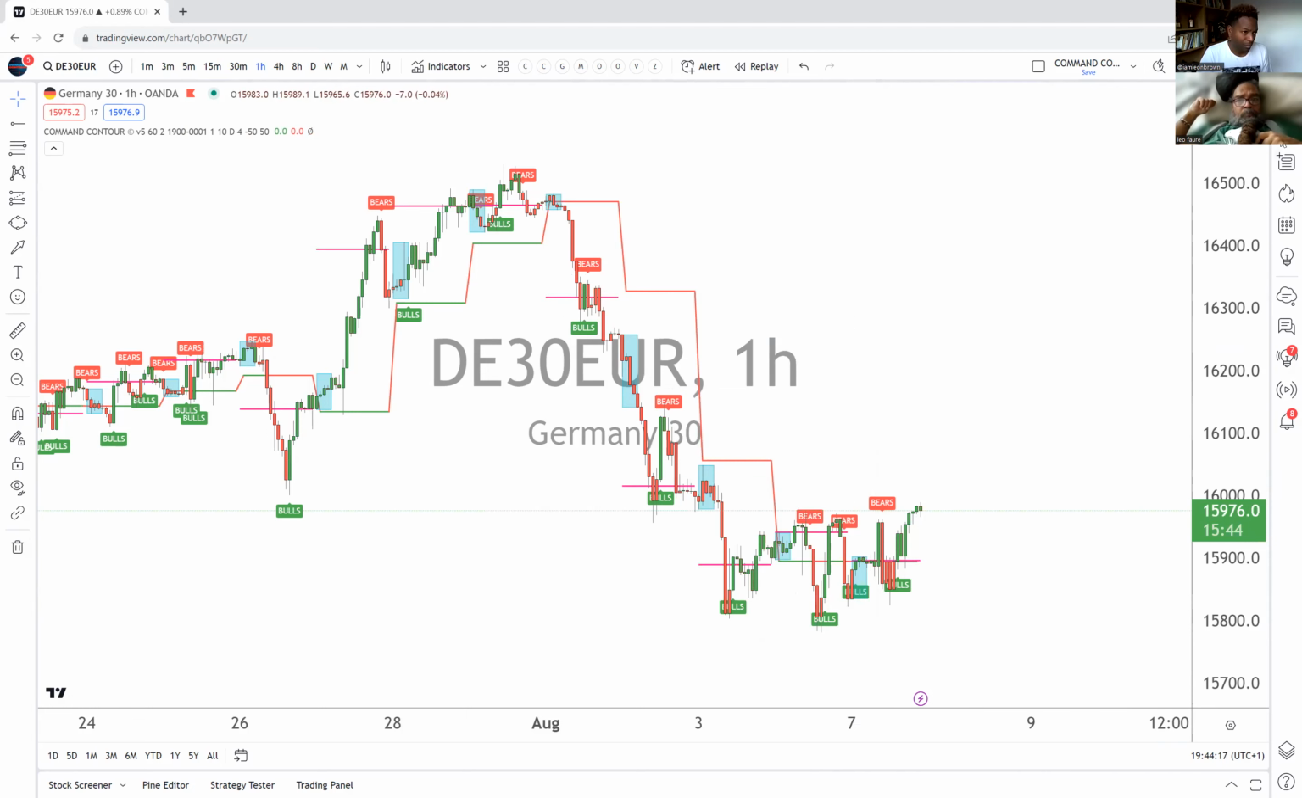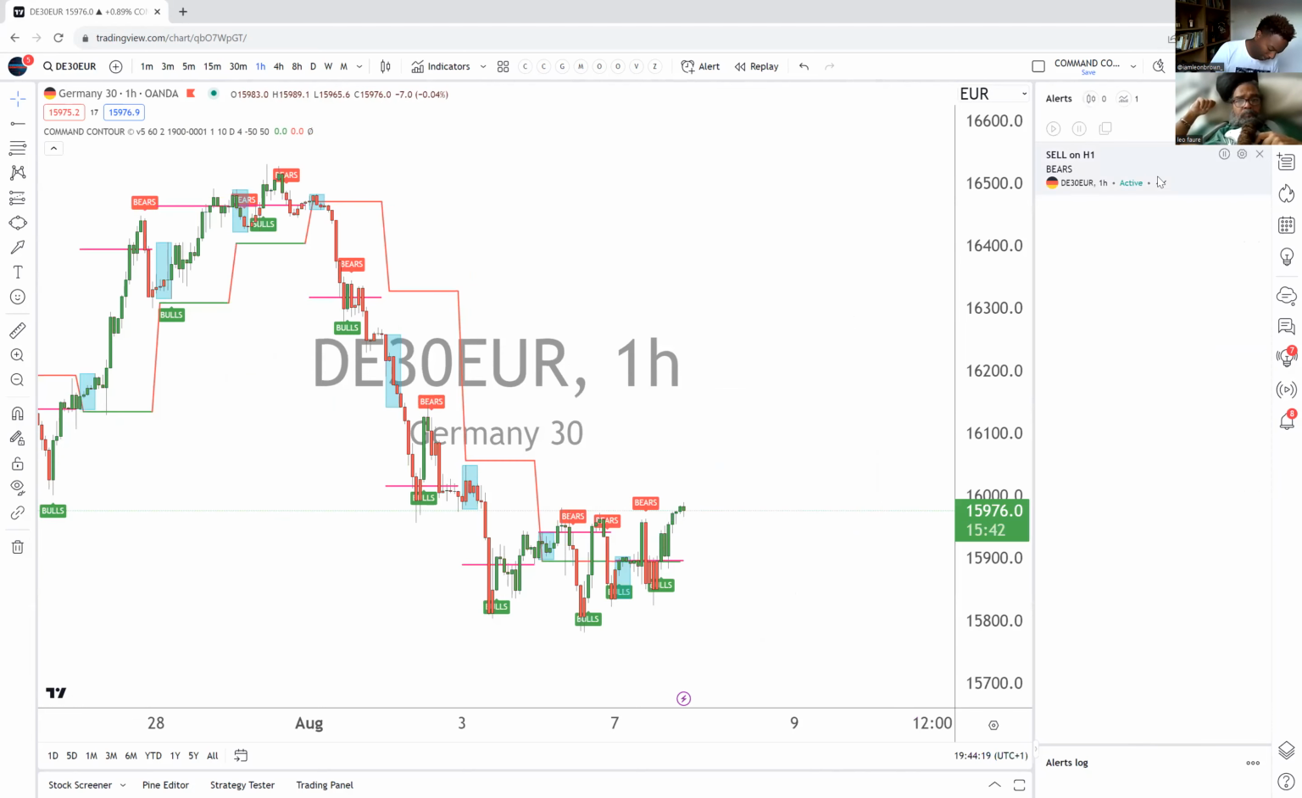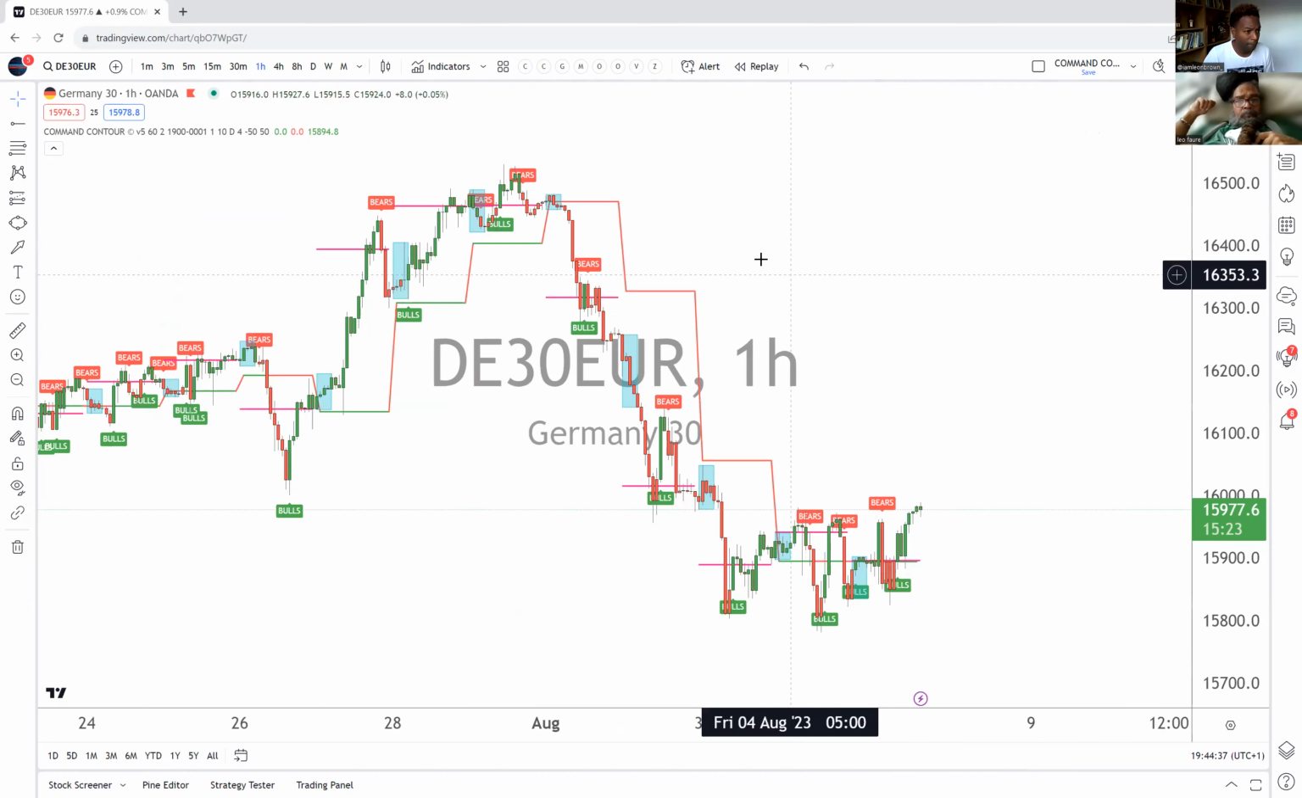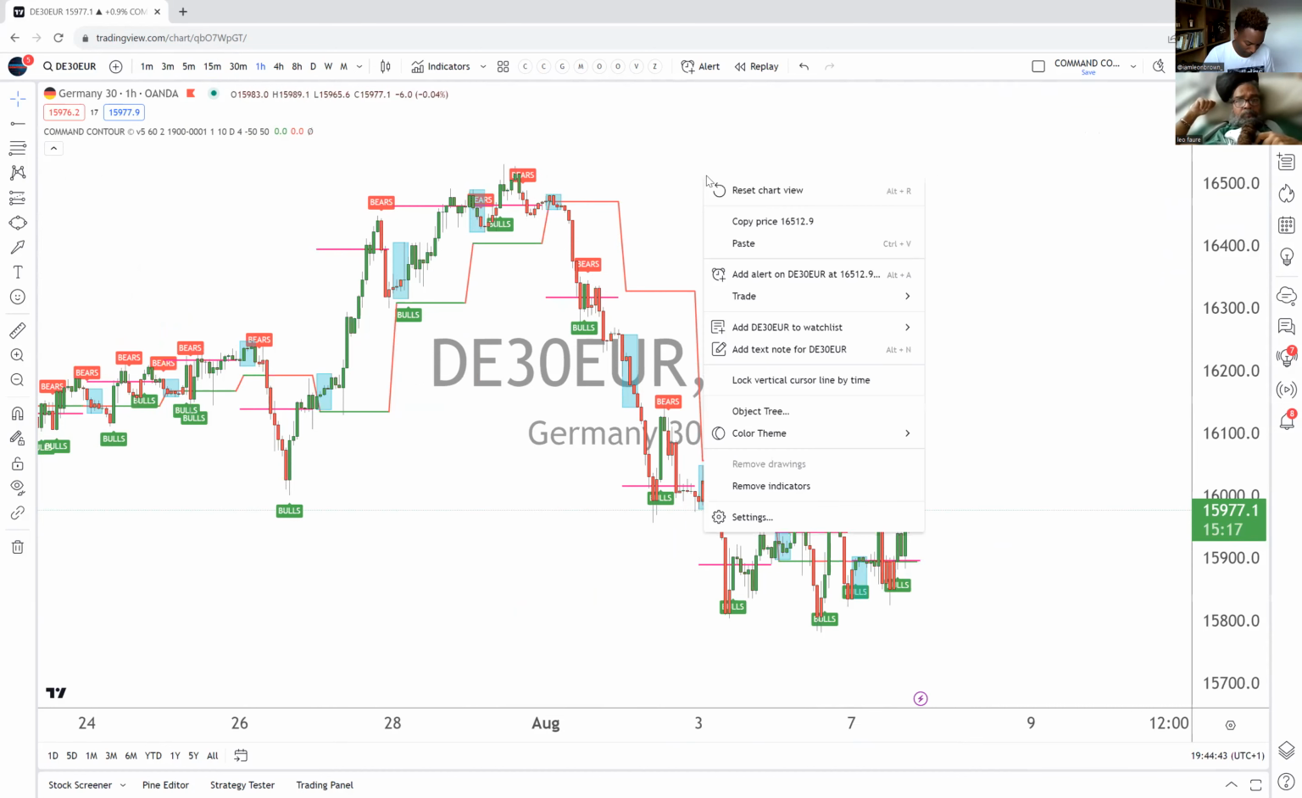That alert will be created on your alerts panel right here. So you see it right here, it's listed. So whenever the bears come in on the 1-hour time frame, you would get an alert sent to you. It will come up on the screen here as well. You could do that for the bulls, you could do that for the bears. Okay. You could delete it, right? So we've deleted that.